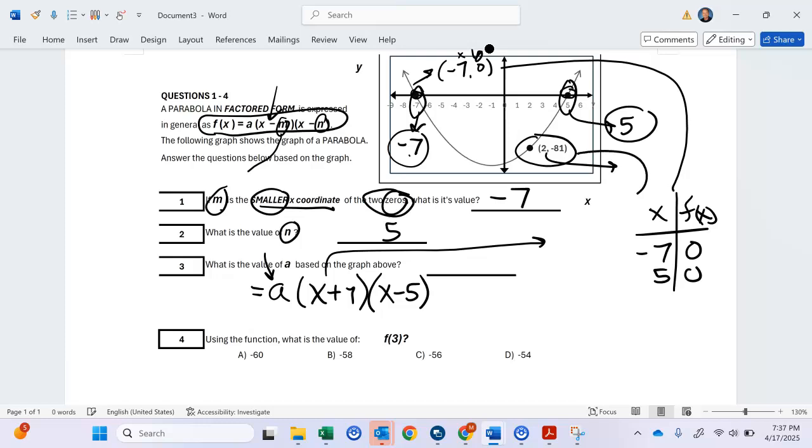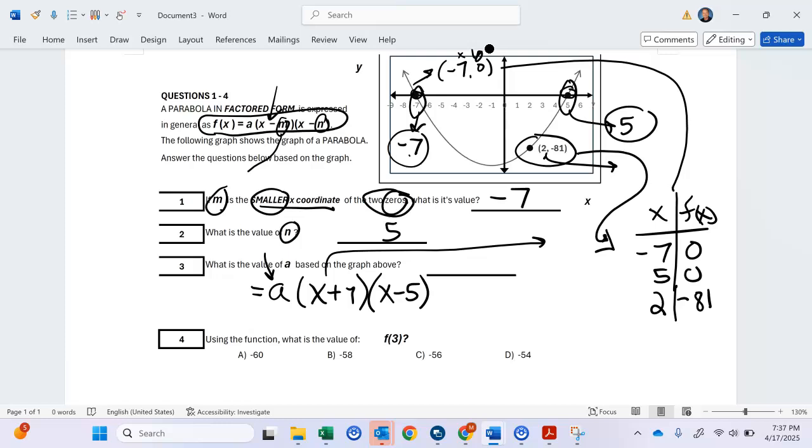But what we're going to do now is put this one over here. x is 2, so let's put that there, and y, f of x, is -81. So we have 3 points. 1, 2, 3.